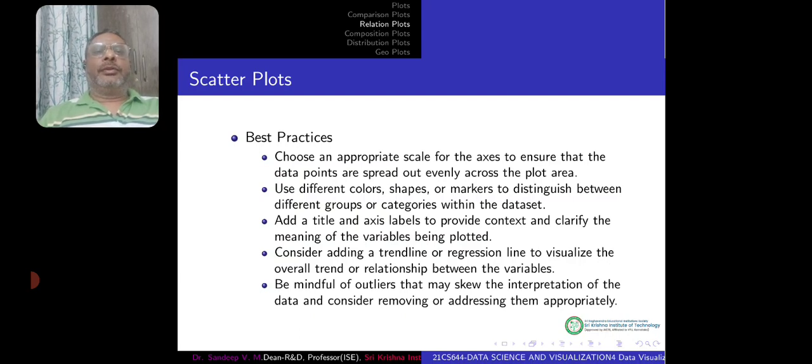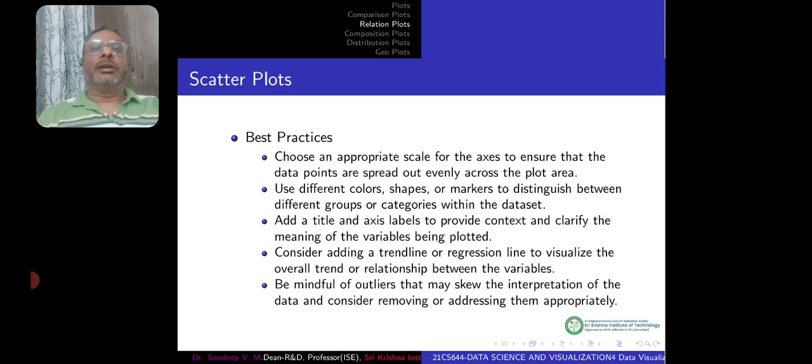And be mindful of the outliers that may skew the interpretation of the data, and consider removing or addressing them appropriately. So when there are outliers, make sure not to use them for making conclusions, like adding the trend line or regression line and all that. So make sure either remove them before doing this activity, or mark them appropriately as outliers, and without using them, use the regression line and highlight what you are trying to represent.